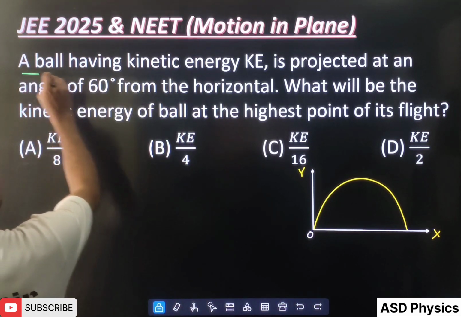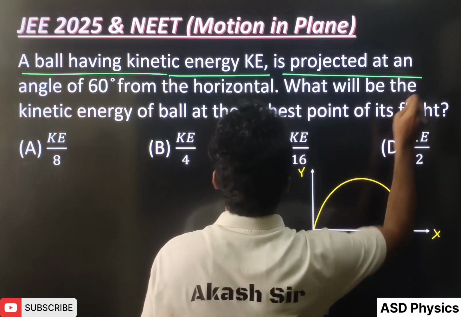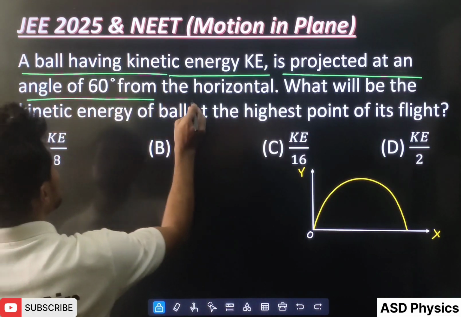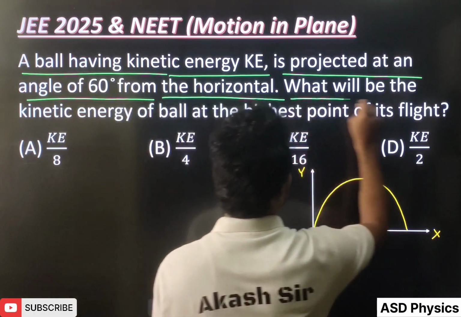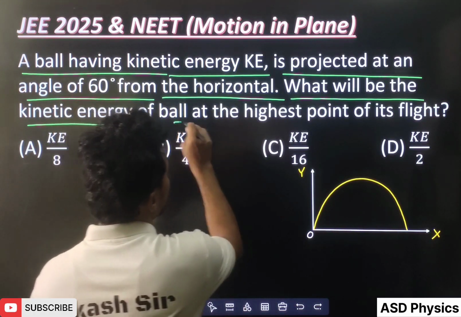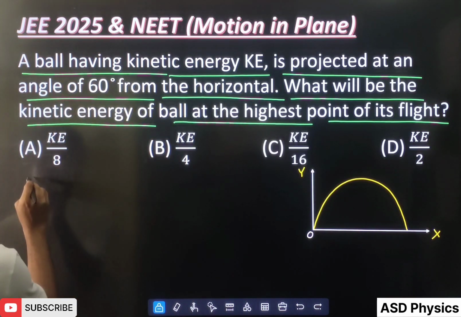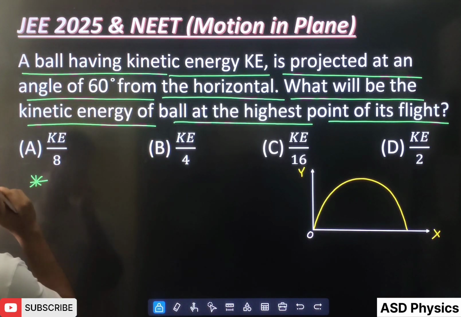So the question is: a ball having kinetic energy KE is projected at an angle of 60 degrees from the horizontal. What will be the kinetic energy of the ball at the highest point of its flight? Okay, so first let's note down the data. What data is given here?